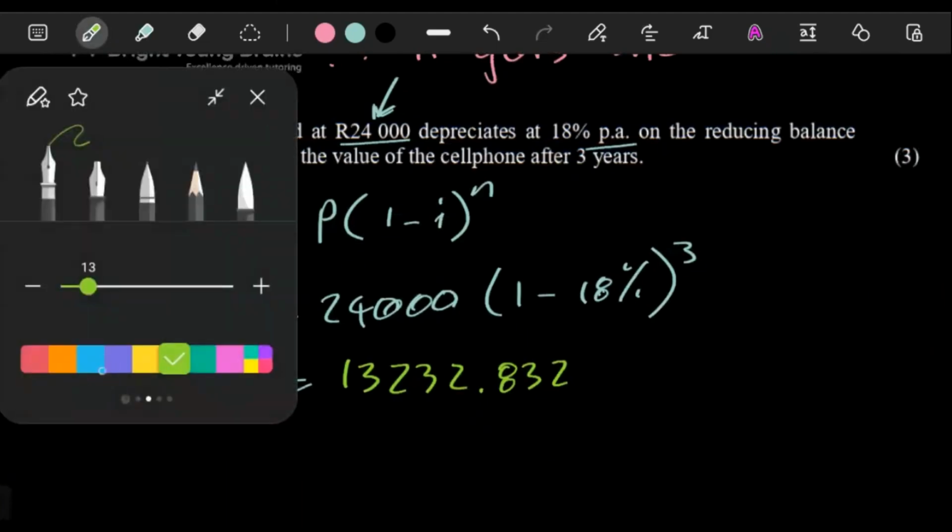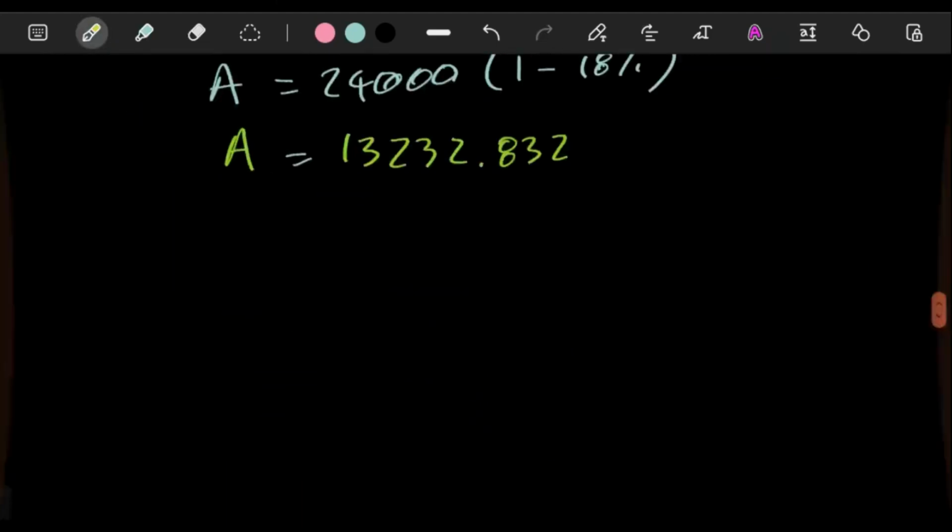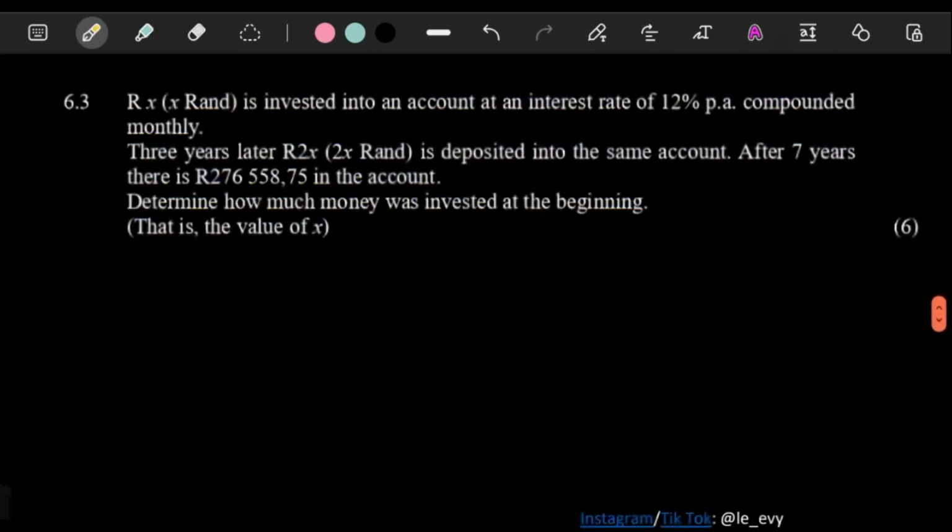Let's see what we can do in the last question here. The last question. Wait a minute. I did this question. Did I? No, I probably didn't. I probably did though. No. It just looks similar to this financial math question that I did a day or two ago.